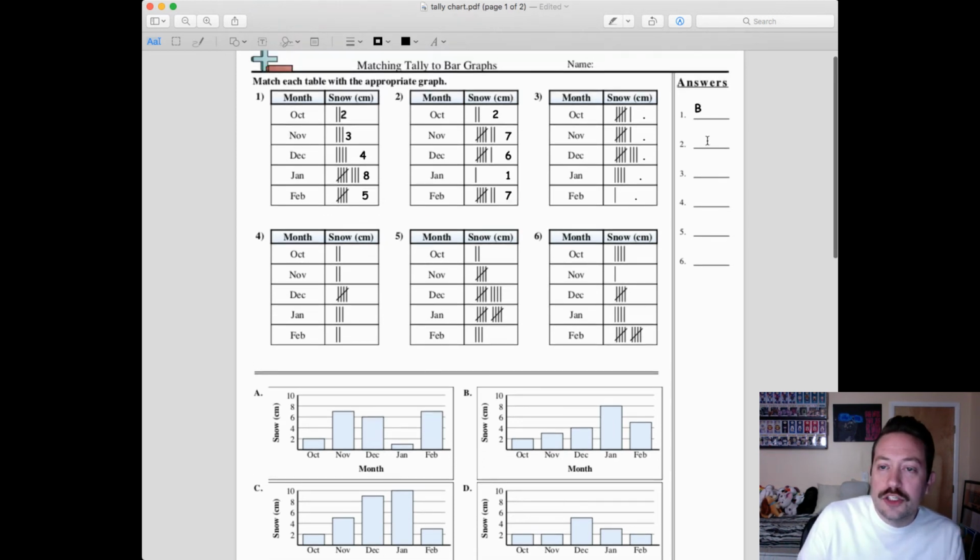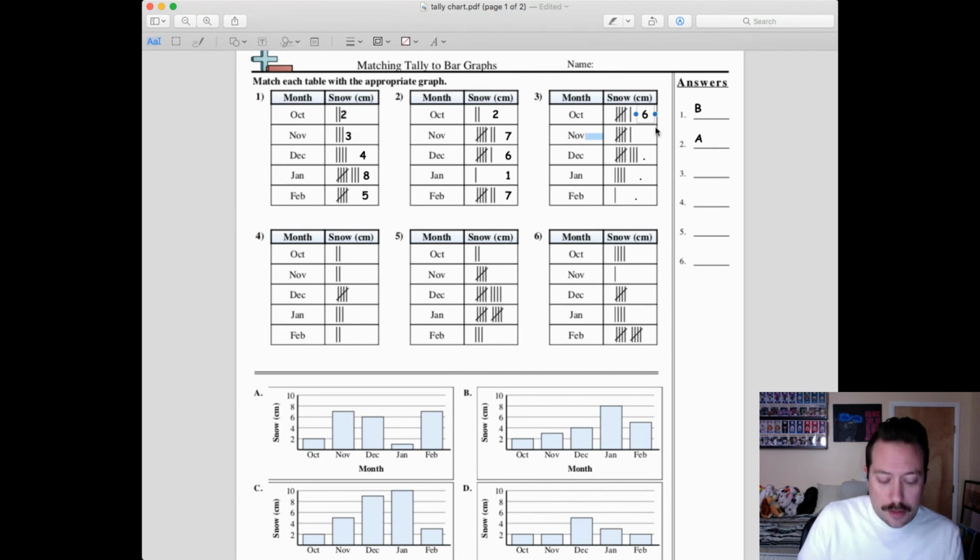So you can always check the rest of the numbers too to make sure that you have the right chart, the right graph. Okay, number 3. October, I have a bundle of 5 plus 1 more is 6. November, a bundle of 5 plus 1 more is 6 again.